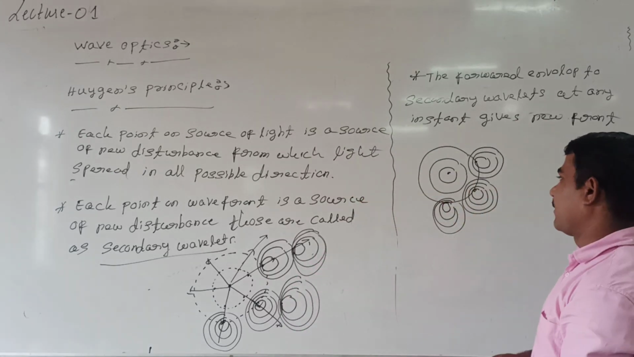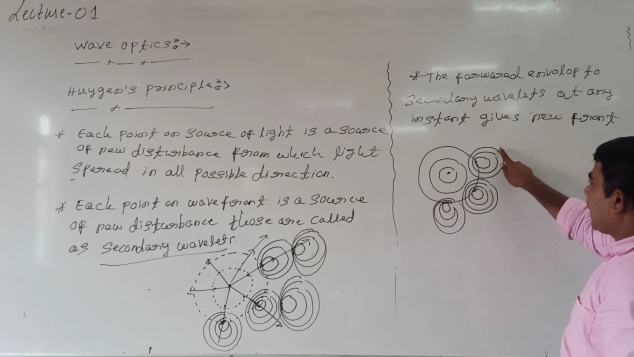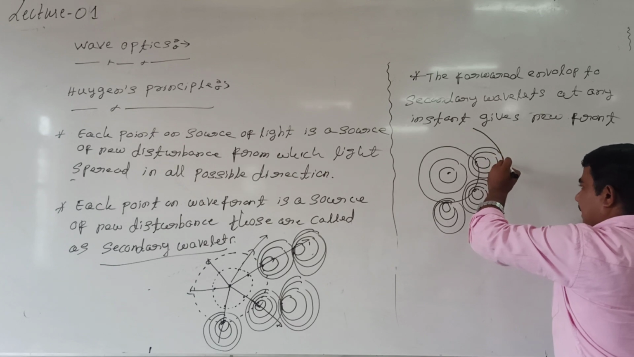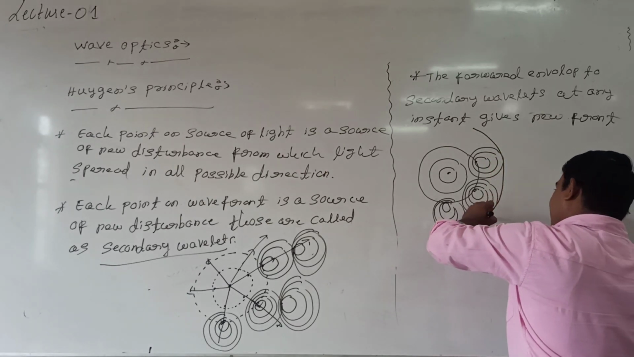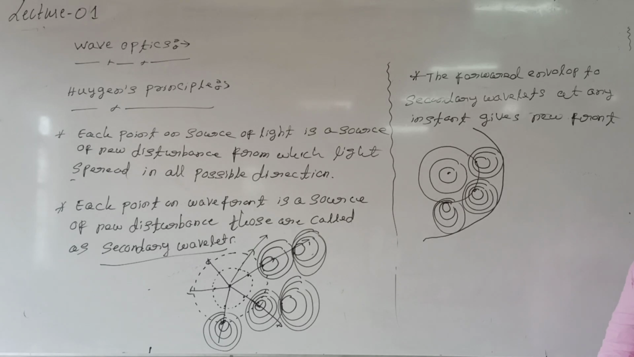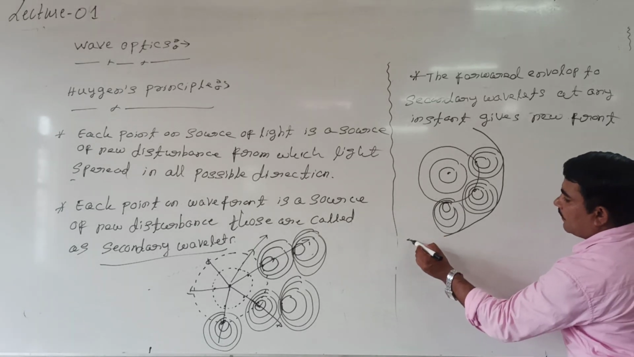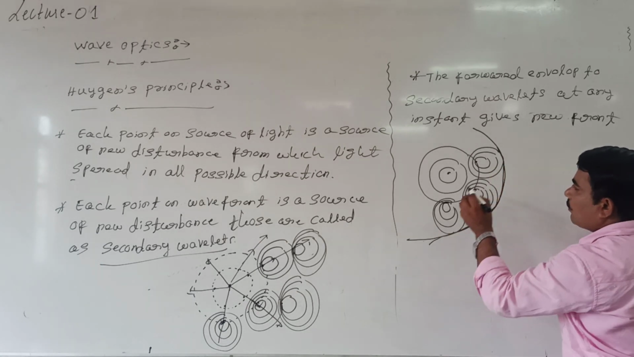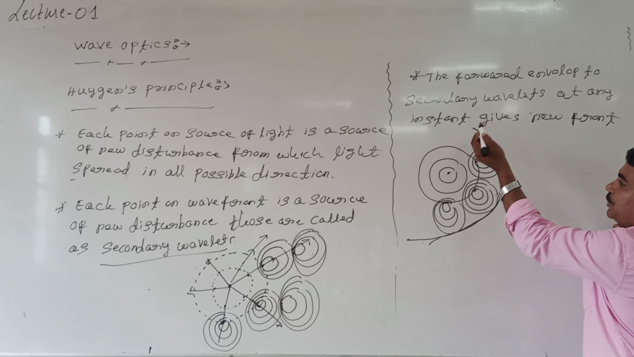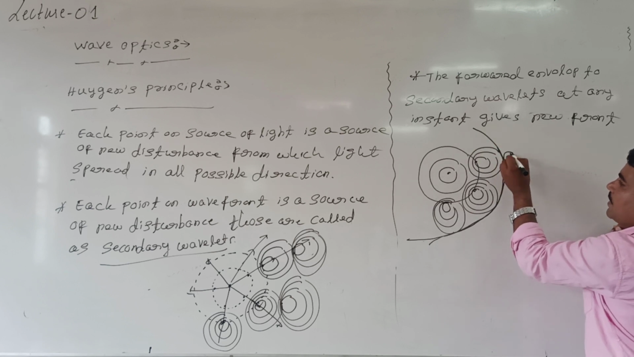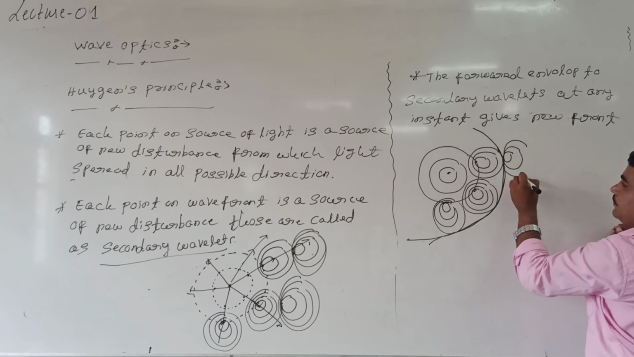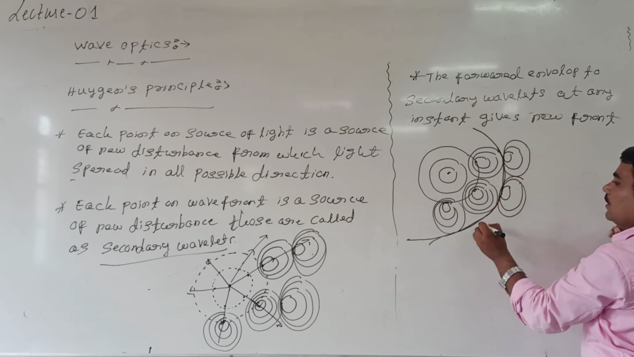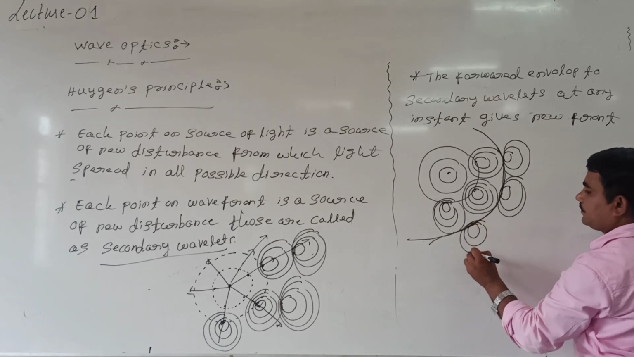Forward envelope in what? Look at me. This is the primary wavefront and these are secondary wavelets. The forward envelope to secondary wavelets: if we draw the tangent line to the secondary wavelets, that becomes the forward envelope. It gives the position of the new wavefront. If you draw the forward envelope, it produces one more wavefront, and again one more wavefront.